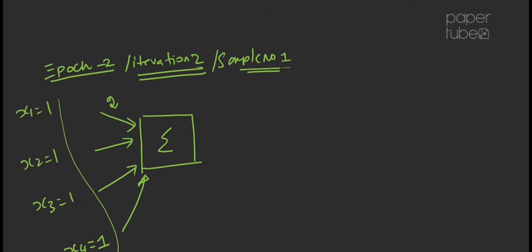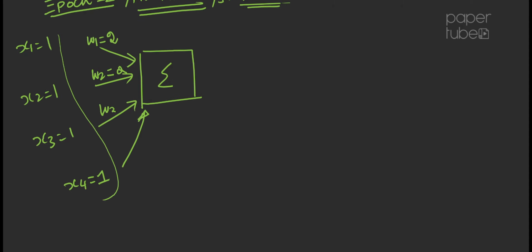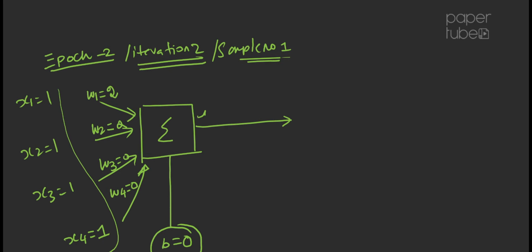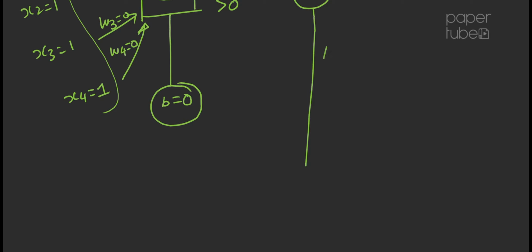So W1 is equal to 2, W2 is equal to 2, W3 equal to 0, W4 equal to 0, and the updated bias is equal to 0. If you calculate correctly, the net input will be equal to +1, so that's greater than 0, which means your output will be equal to 1. However, your target value for the first sample is equal to -1. So clearly target is not equal to output.